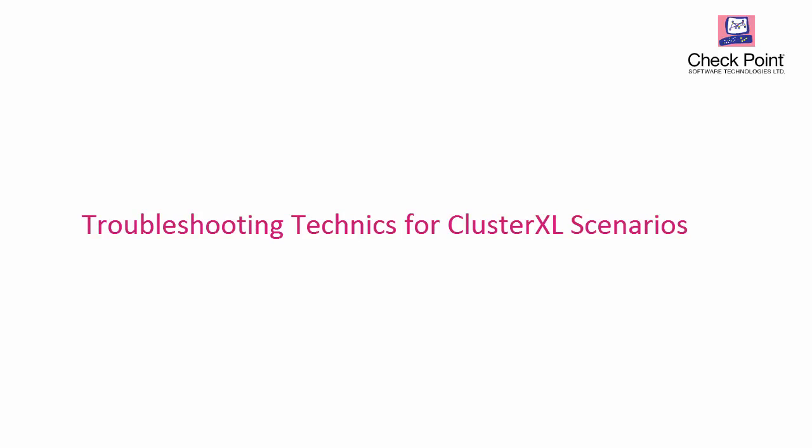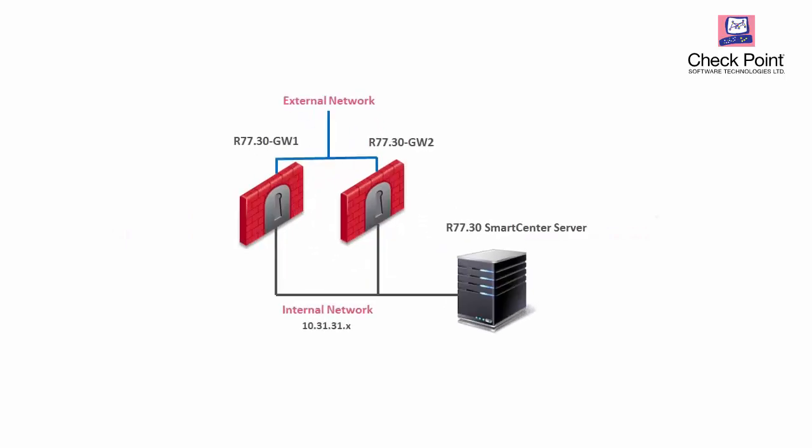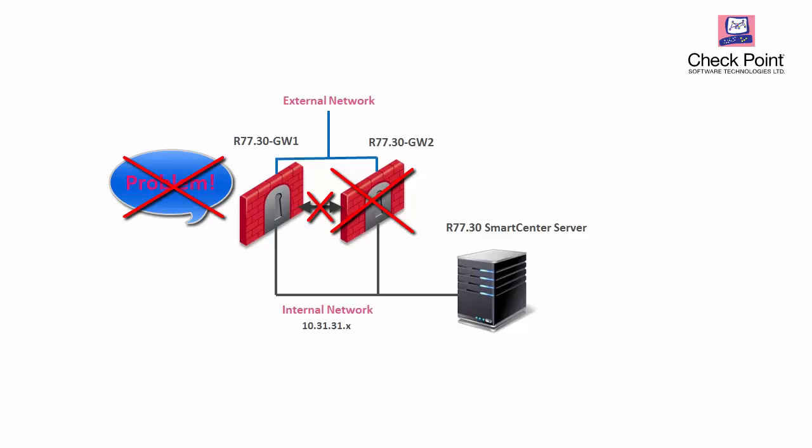In this video series we will demonstrate troubleshooting techniques for different ClusterXL scenarios. The first scenario is a ClusterXL high availability, in which one of the members is in down state. In this scenario there is no redundancy, no synchronization between the members, and if the active member will have a problem, it could not go down, as the other member is already down.